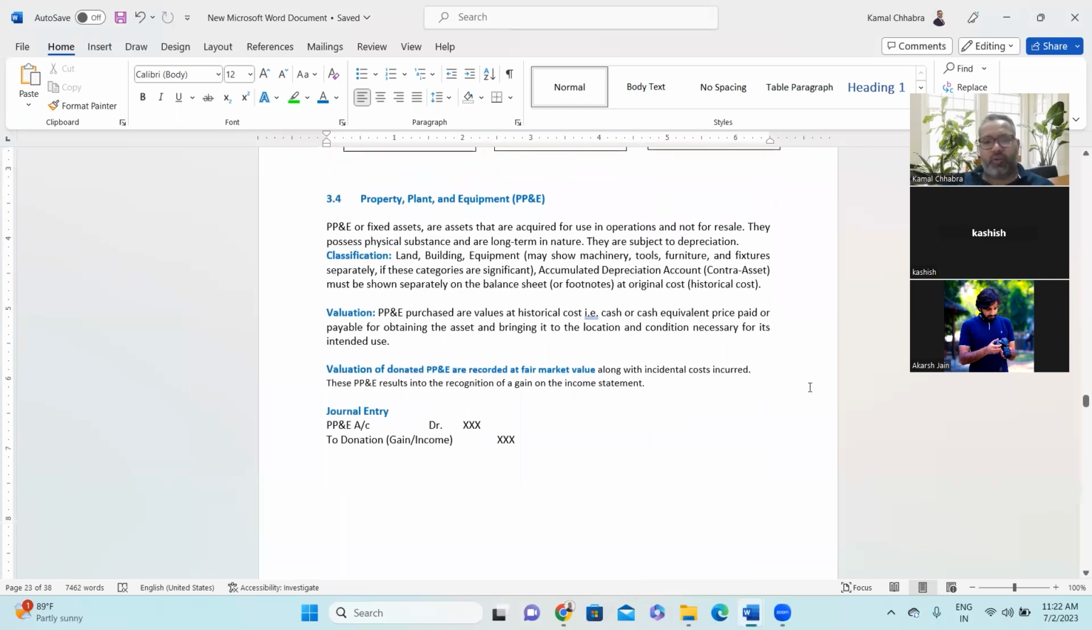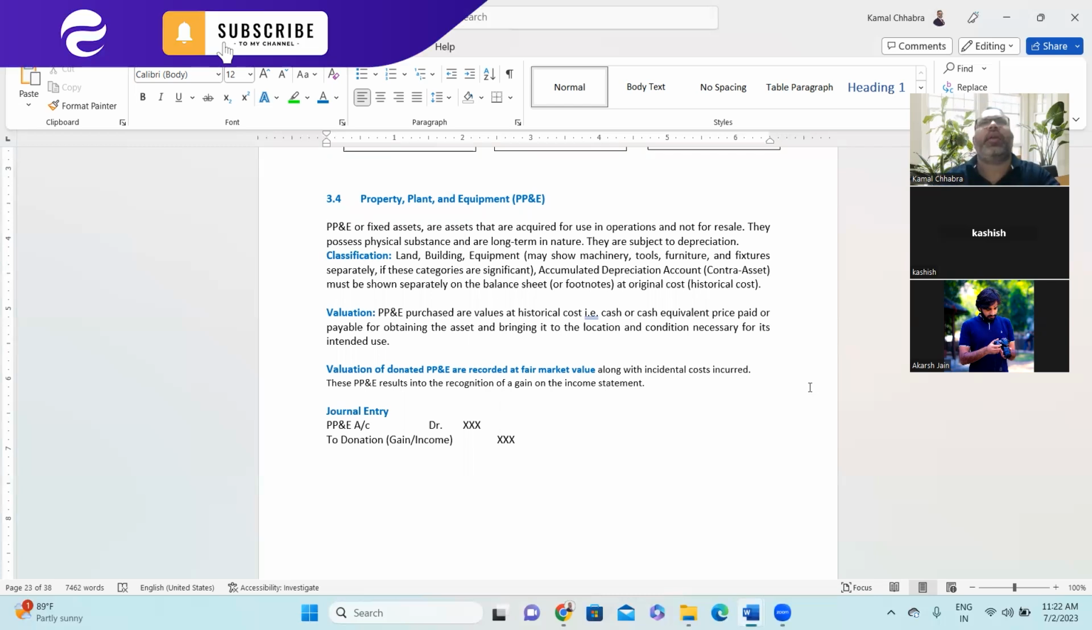What is property, plant and equipment? So property, plant and equipment or fixed assets in US GAAP are interchangeable. Some places you will see fixed assets, some places you will see property, plant and equipment. Initially in US GAAP, everywhere it was written as fixed assets, but now as they are moving toward IFRS, they have also started using the term PP&E. So they have adopted this terminology as interchangeable between PP&E and fixed assets.